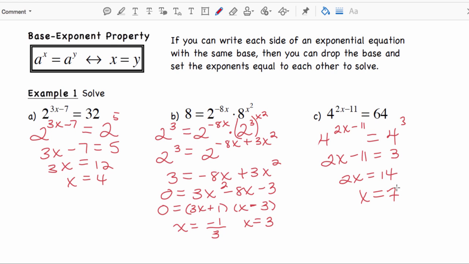Now you're not going to always be able to write both sides of your exponential equation as a power with the same base. So we're going to have to use another technique in example 2.